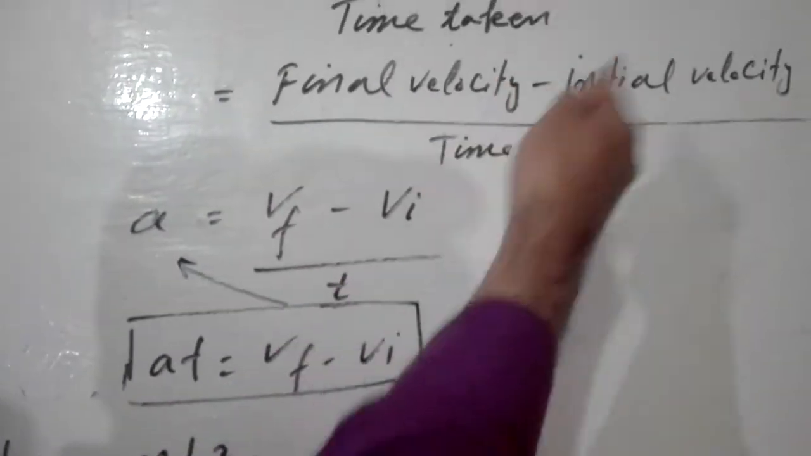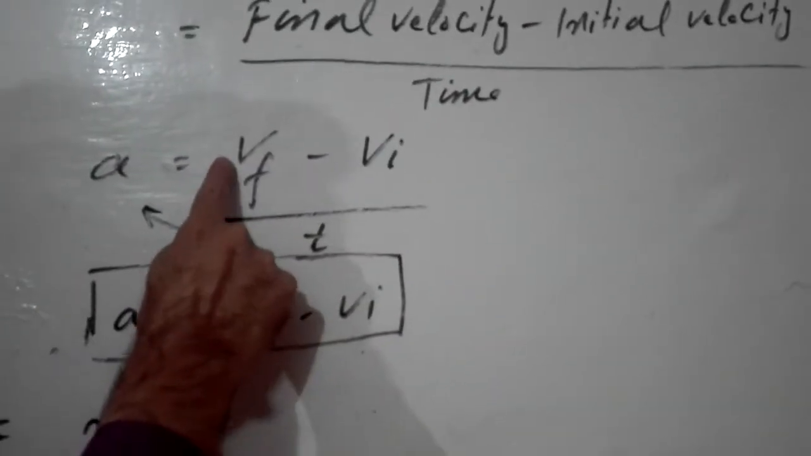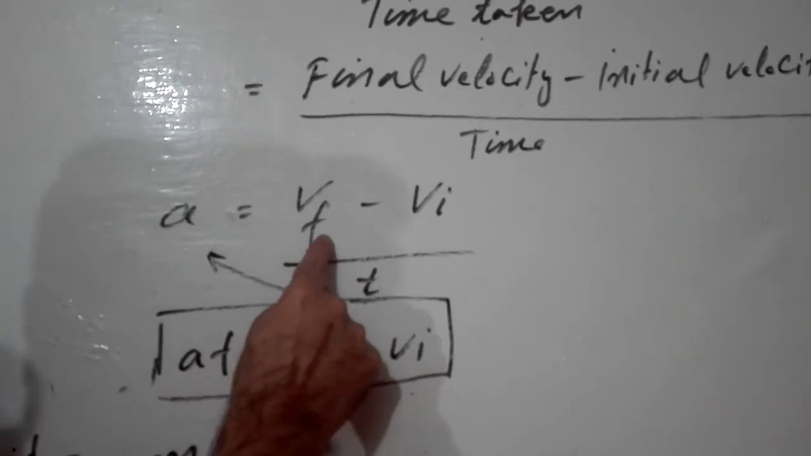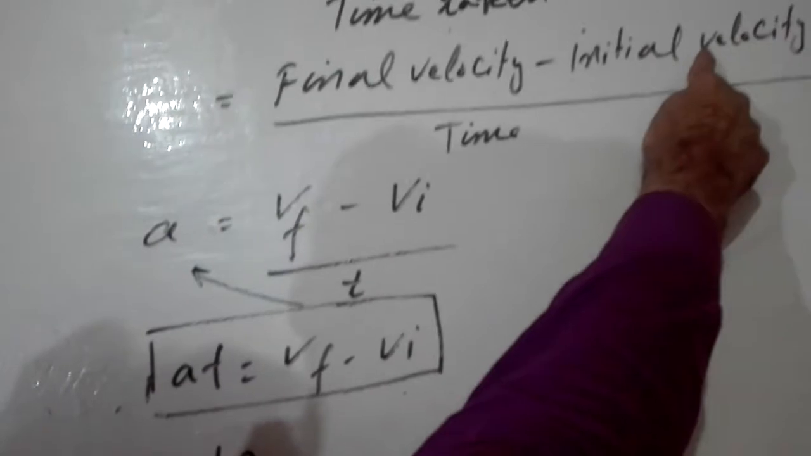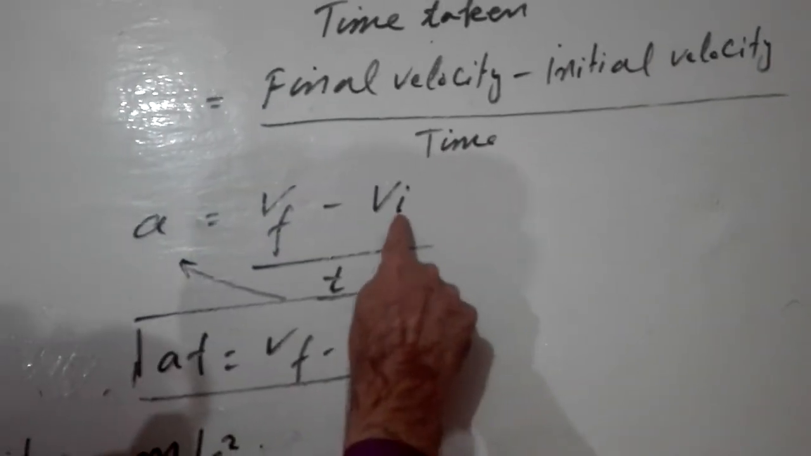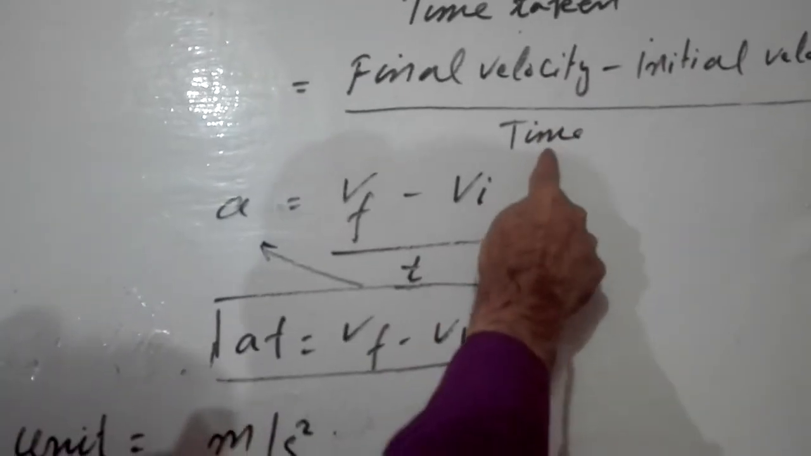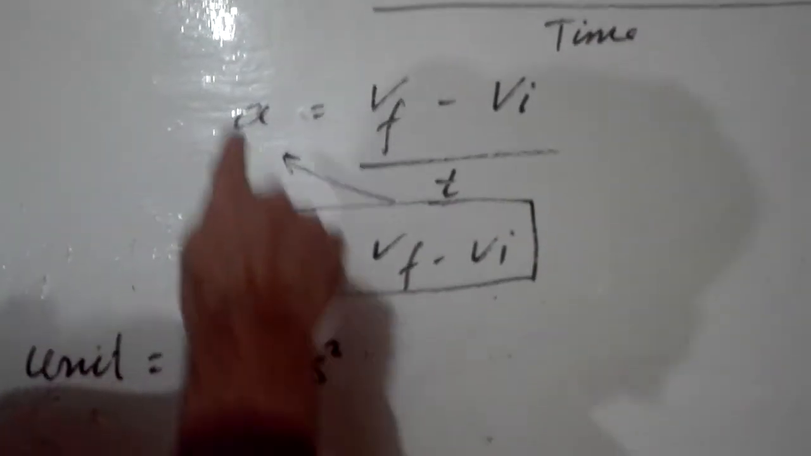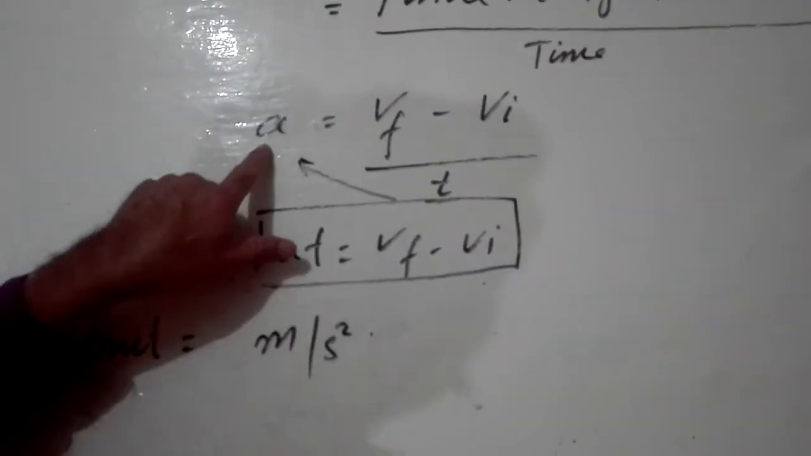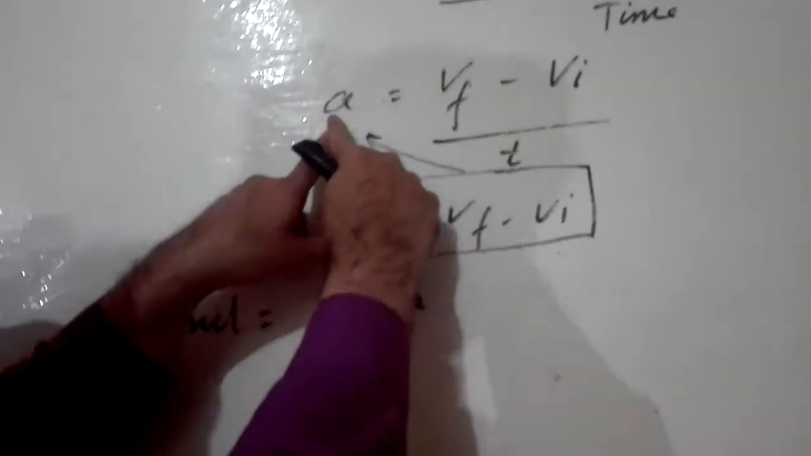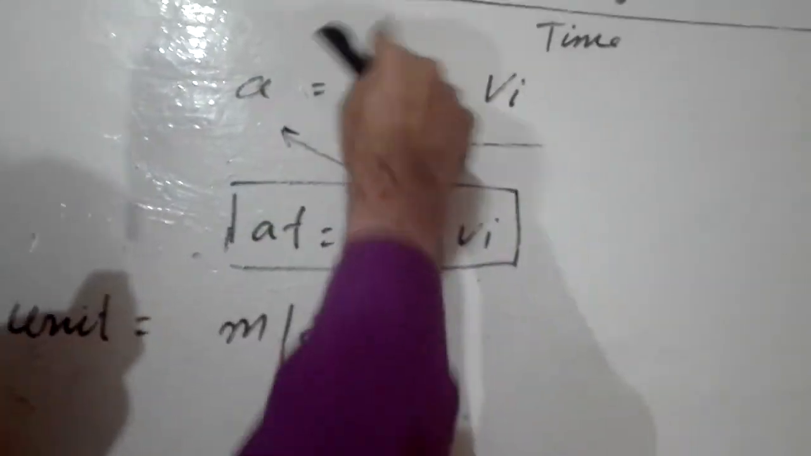Okay, now in symbolic form, final velocity is denoted by Vf: V for velocity, small f for final value of velocity, minus sign, initial velocity, Vi, I for initial, V for velocity. So this is the symbolic form of these two terms. Now time, you know, is denoted by t. So in this way, this becomes the formula to find out the acceleration: a equals Vf minus Vi over t. So this formula you have to keep in mind.